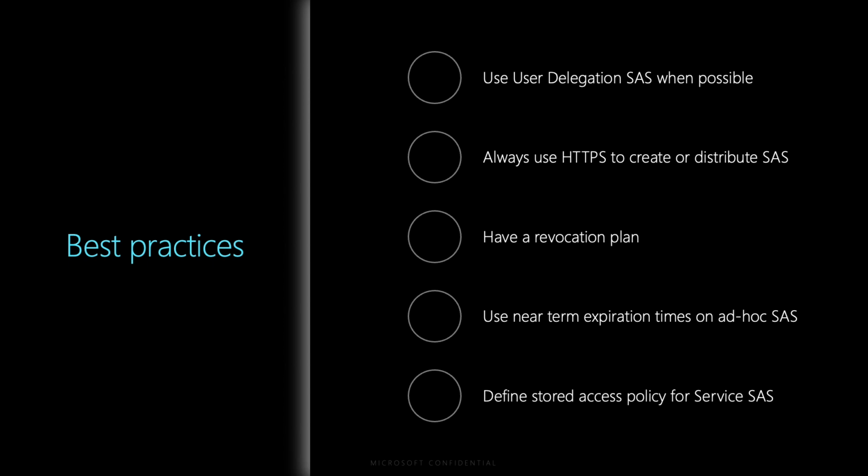In the case that the SAS expires or a user's privileges on the SAS need to be revoked, always have a revocation plan in place. Using a near-term expiration time on an ad hoc SAS will ensure that a SAS is valid only for a short time in the event that it's compromised. Defining stored access policies is best for several reasons. For one, the permissions and start and expiry times do not need to be included in the URL. Also, if the SAS needs to be revoked, you can do so without having to regenerate the account key.